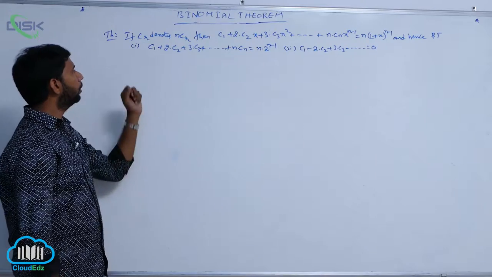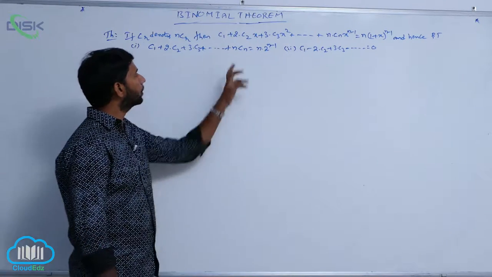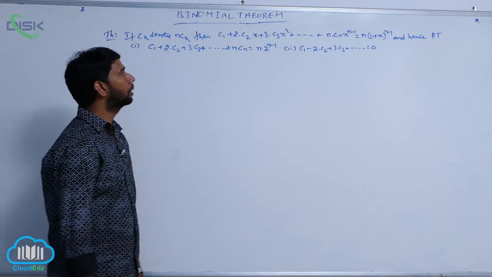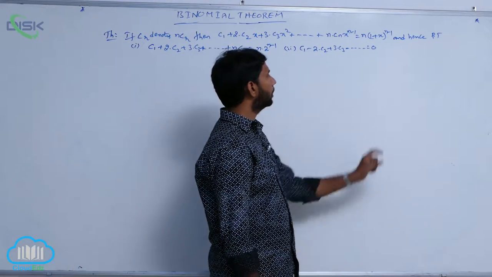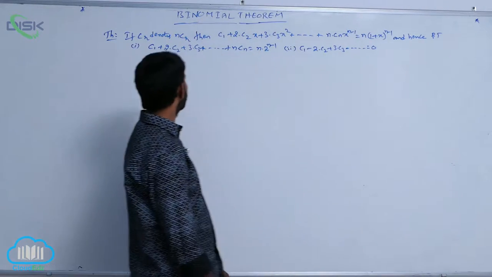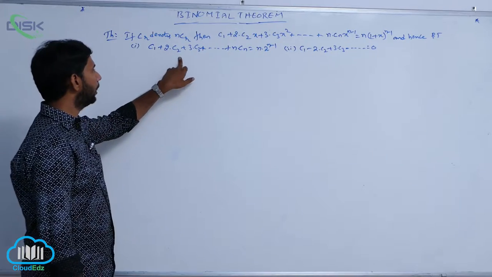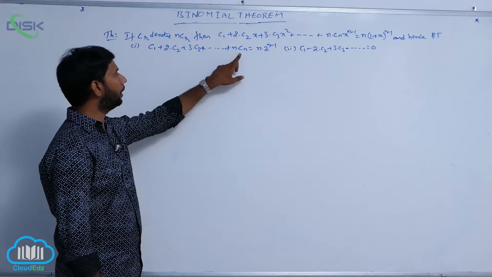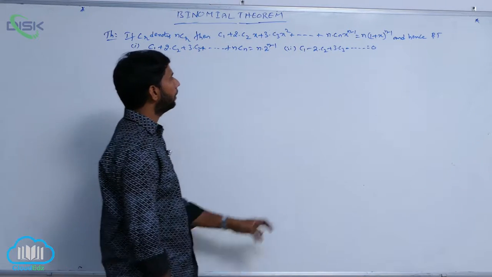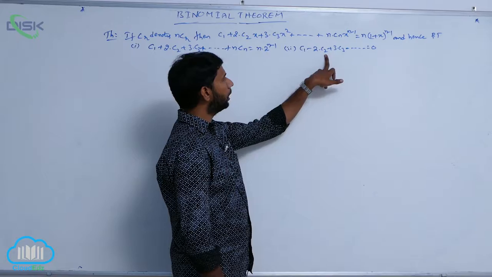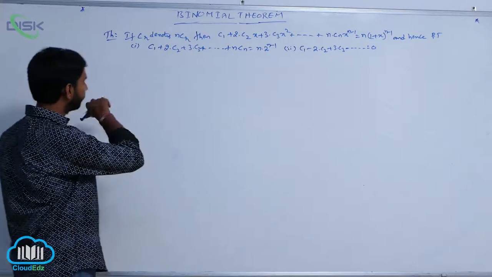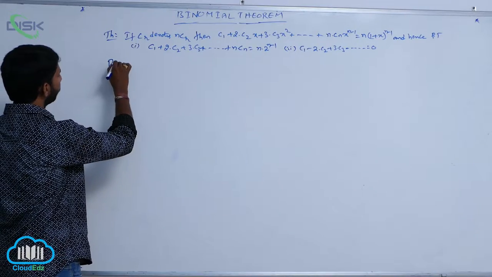Next one: if C_r denotes nCr, then show that C1 + 2C2 x + 3C3 x² + and so on, n·Cn·x^(n-1) is equal to n(1 + x)^(n-1). And hence prove that C1 + 2C2 + 3C3 + and so on, n·Cn is equal to n·2^(n-1). And the second bit is C1 - 2C2 + 3C3 and so on is equal to 0. Then it's a proof.